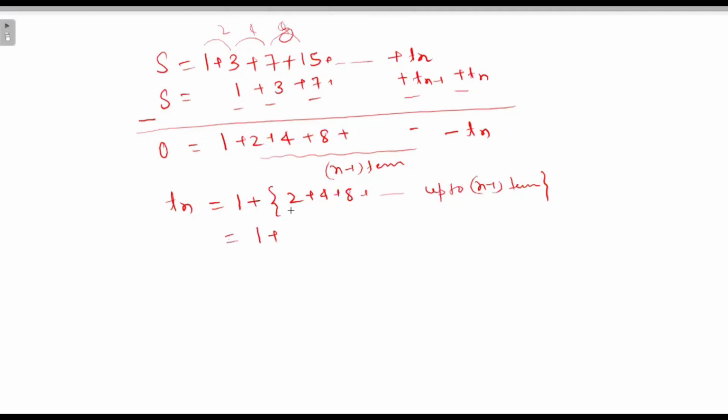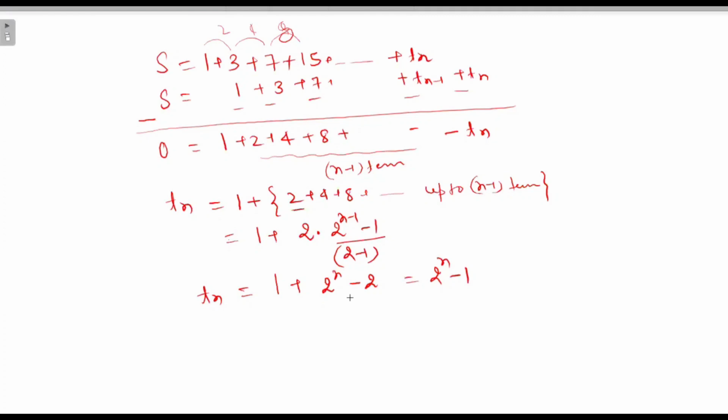So here my first term is a, and the sum is a into r to the power n minus 1 divided by r minus 1. So 2 into 2 to the power n minus 1 divided by 2 minus 1. So this is what is my summation. So this is coming out to be 1 plus 2 to the power n minus 2, and this is coming as 2 to the power n minus 1. So this is what is my general term.